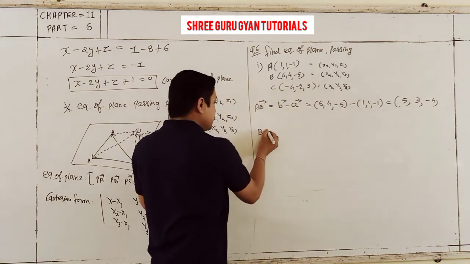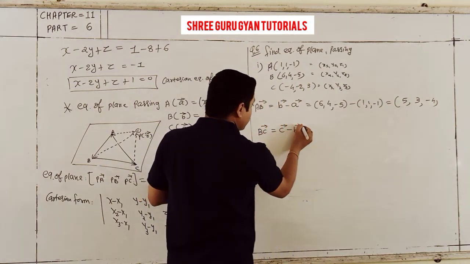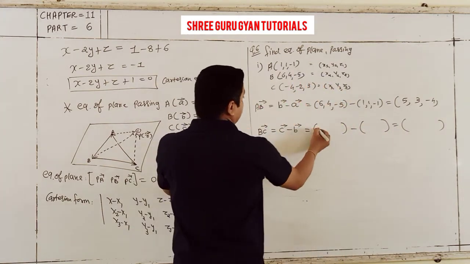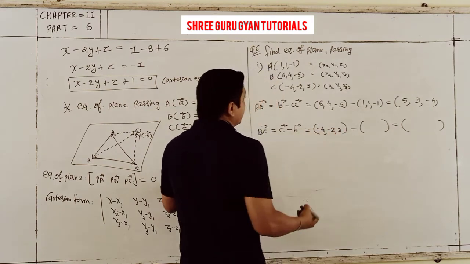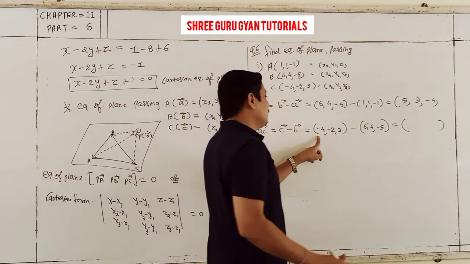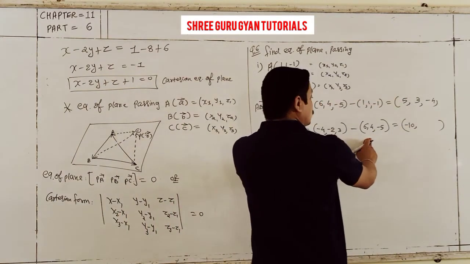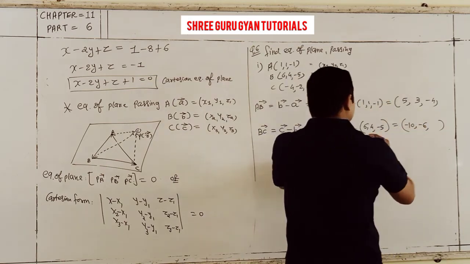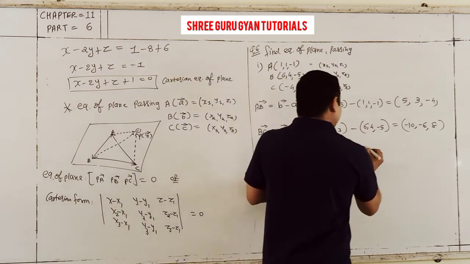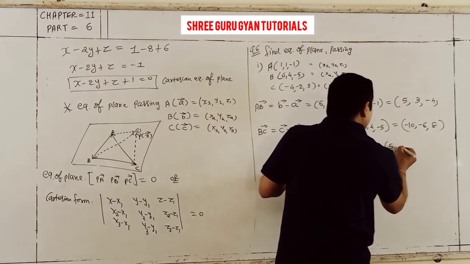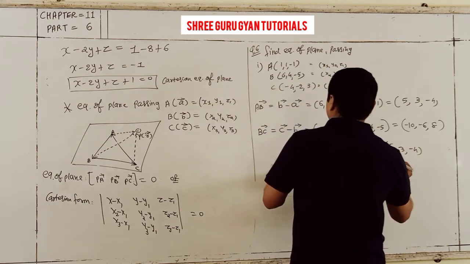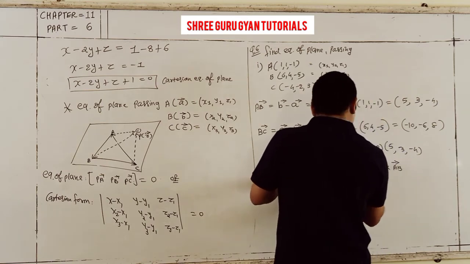Second direction, BC, which is C minus B. So your C minus your B: C is (-4, -2, 3) and B is (6, 4, -5), and the answer is -10, next -2 minus 4 is -6, and 3 plus 5 is 8. Check, this is the opposite direction. Just take -2 common: (5, 3, -4). So you will write down -2 times your AB for BC.